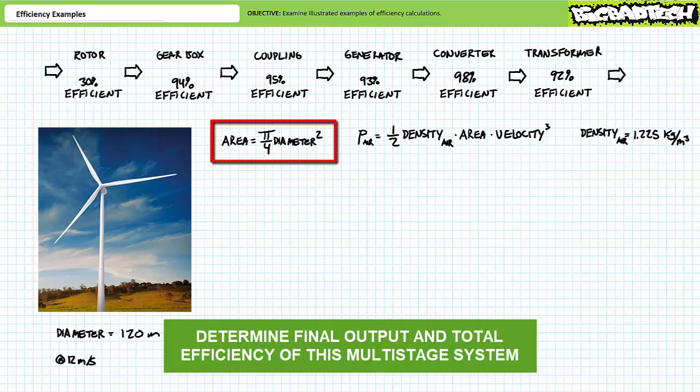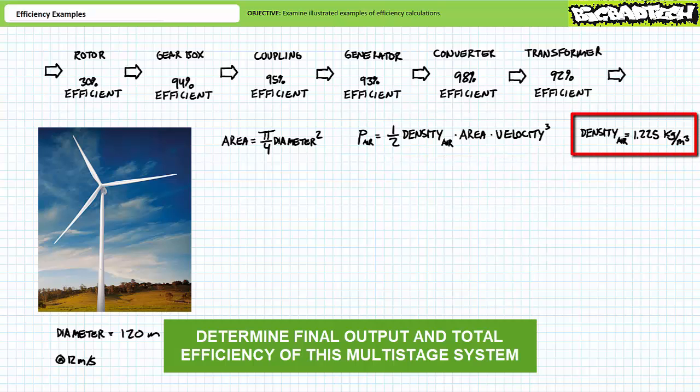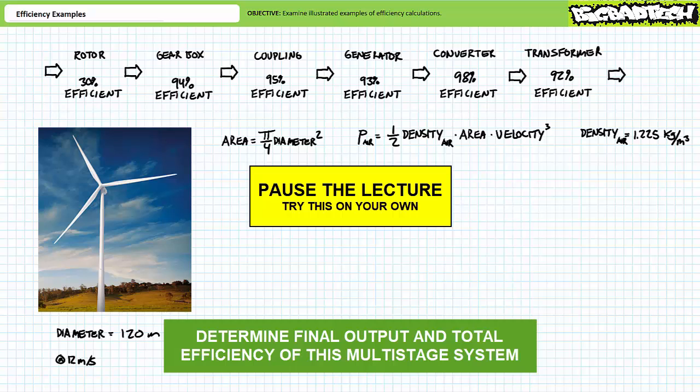The area of a circle can again be calculated as pi over 4 times the diameter squared. The mechanical power inside a moving column of fluid can be calculated as half the density of the fluid times the area of the column times the velocity of the fluid cubed. Finally, let's assume the density of the air is 1.225 kilograms per meter cubed. If you feel you're up to the challenge, by all means, pause the lecture and try this by yourself.